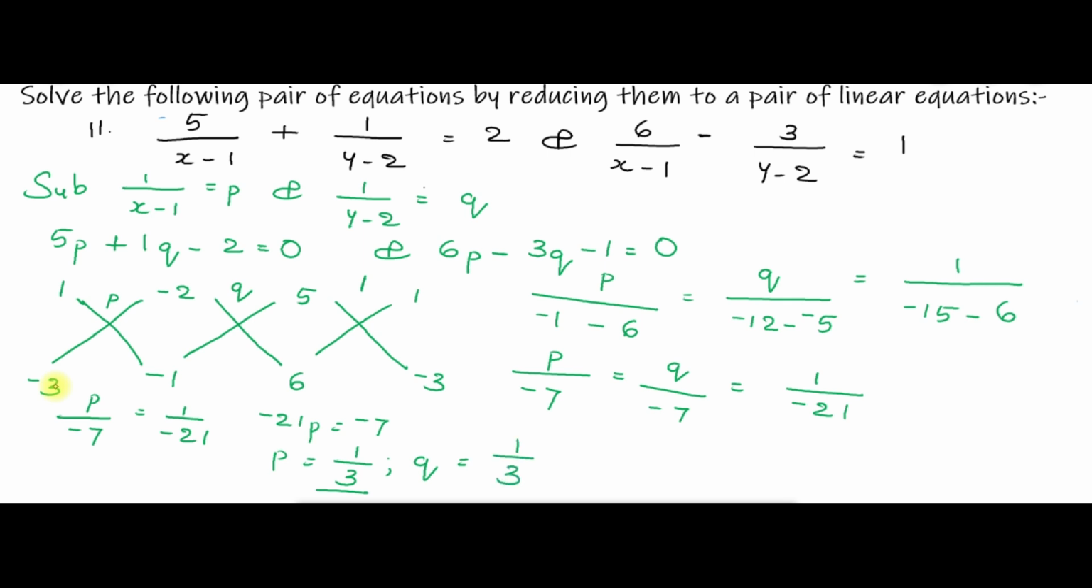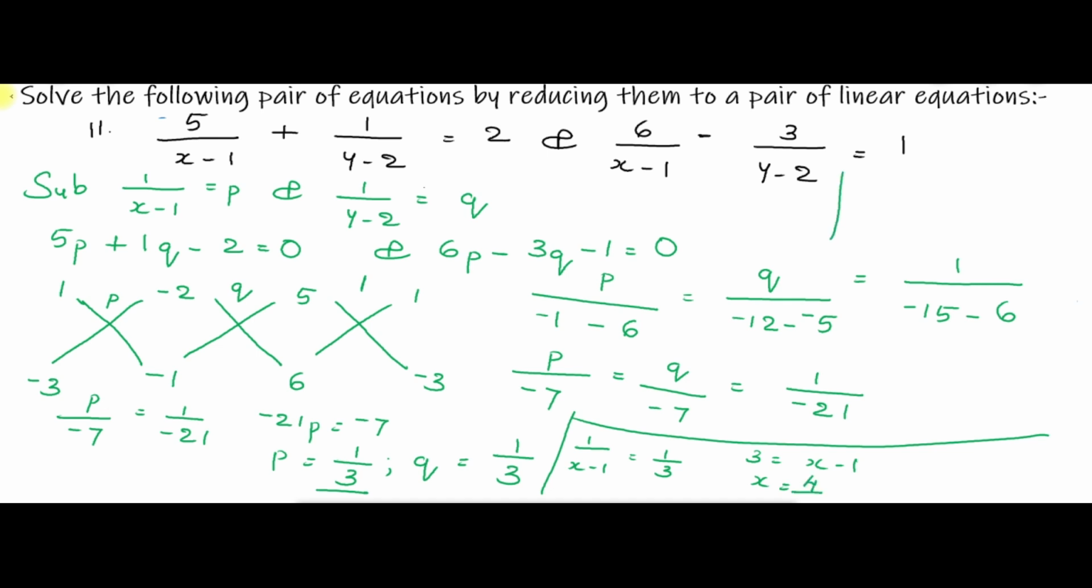Now you have to substitute this: 1 by x minus 1 is equal to 1 by 3 and 1 by y minus 2 is equal to 1 by 3. So first you are going to substitute 1 by x minus 1 equal to 1 by 3. So cross multiplying 3 is equal to x minus 1. So x is equal to, bringing this 1 here, x is equal to 4.